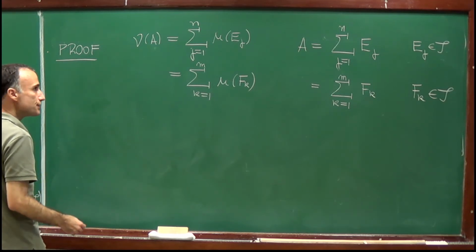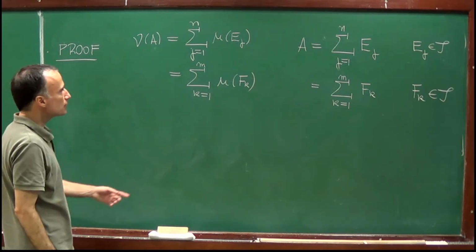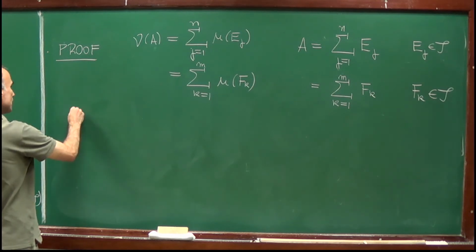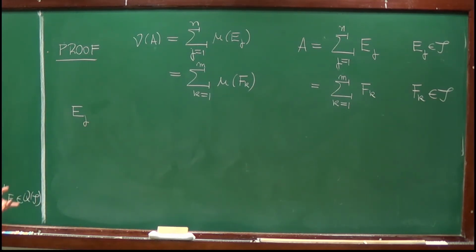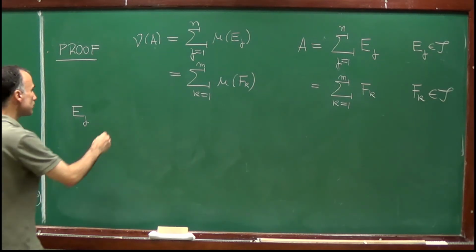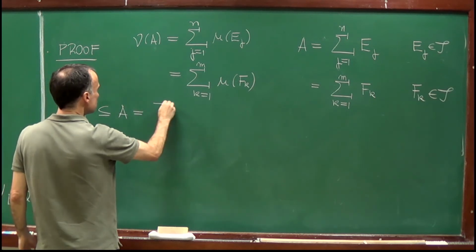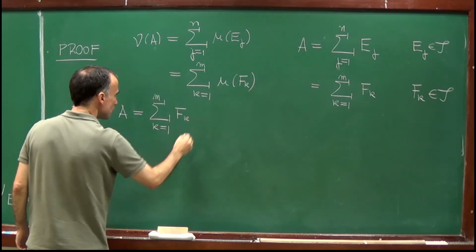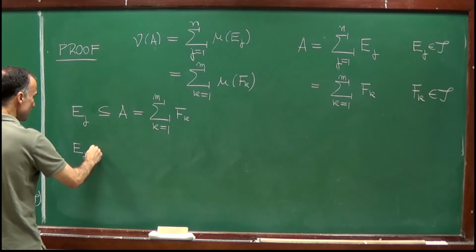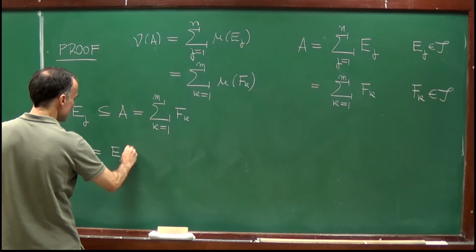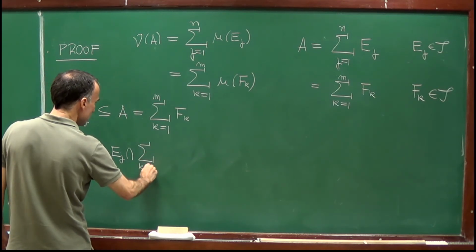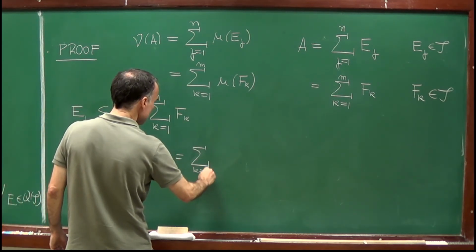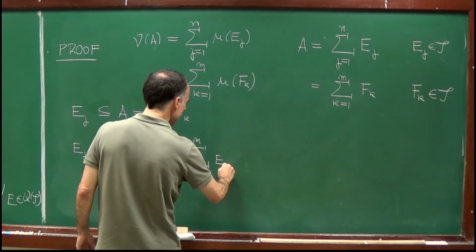But that's very easy, because we will use here the fact that mu is additive on the semi-algebra. What do I understand by that? Well, let's start with Ej. Ej is contained in A, which is equal to the union from 1 to m of Fk. Which means that Ej is equal to Ej intersection the union over k equal to 1 to m of Fk, and this is equal to the sum from 1 to m of Ej intersection Fk.